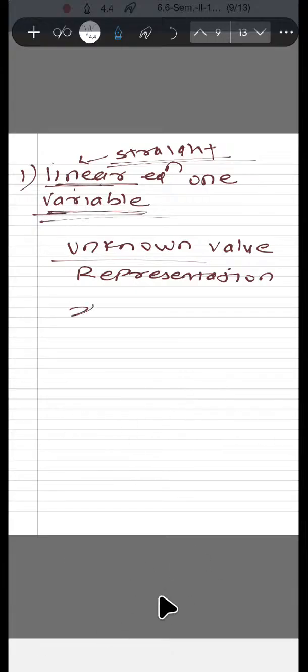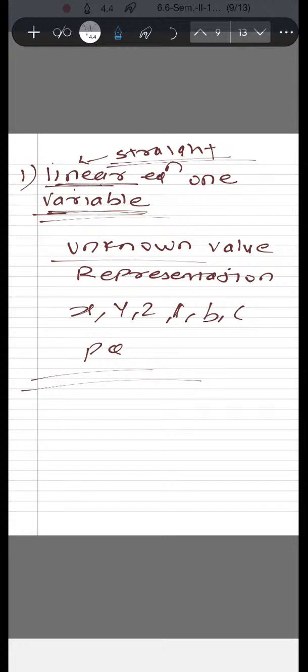Generally it is represented by a small alphabet, like x, y, z, a, b, c, p, q, r. Any alphabet or any symbolic form you can use for the variable. So today in this topic we are going to discuss a linear equation in how many variables? One variable. And we are going to solve some questions based on that.